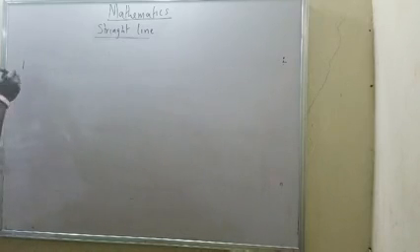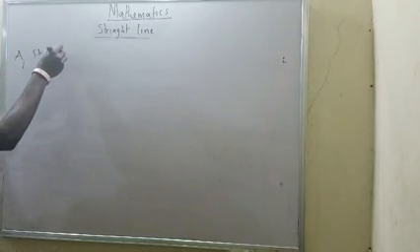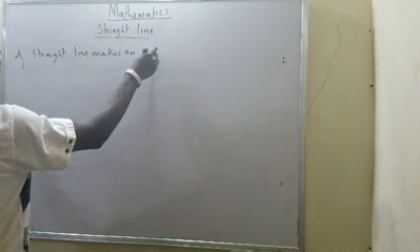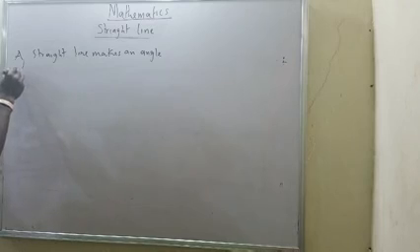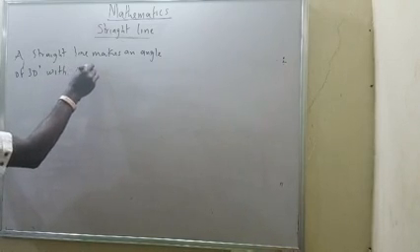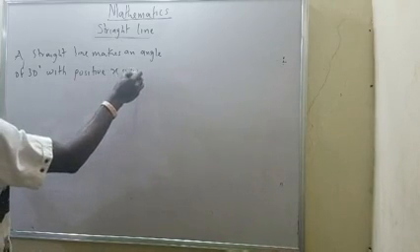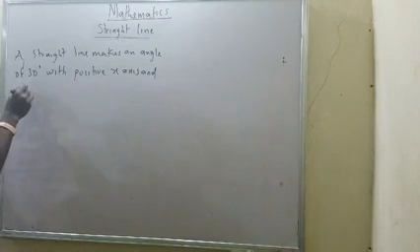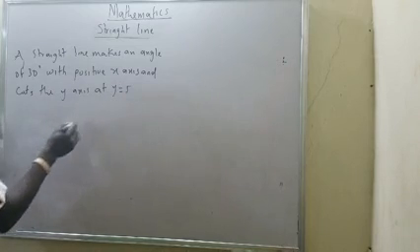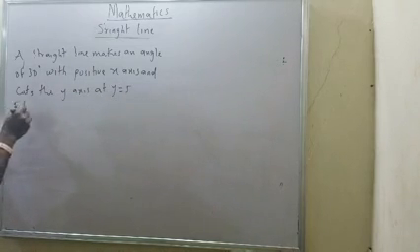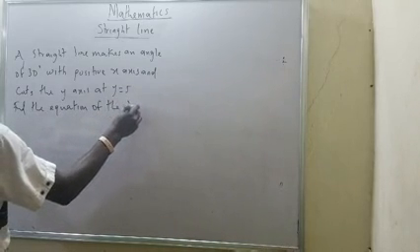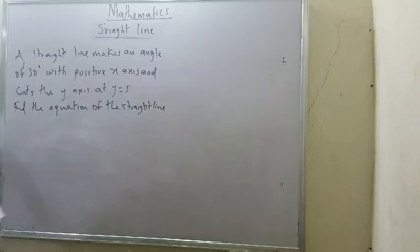Now, a straight line makes an angle of 30 degrees with the positive x axis and cuts the y axis at y equals to 5. Find the equation of the straight line. Now, this is what I have here.